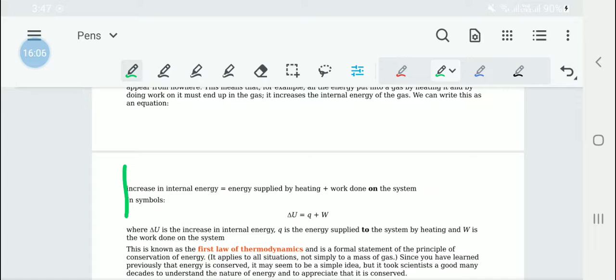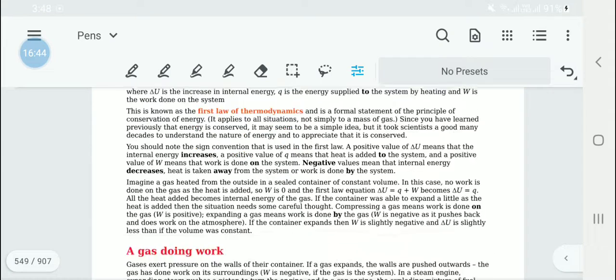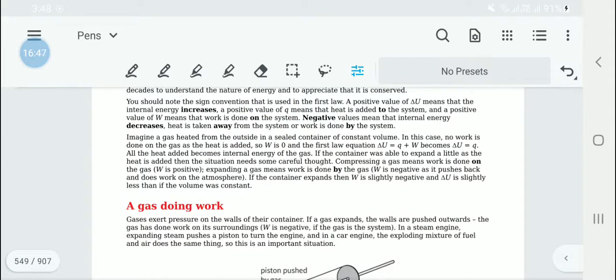Leave a line and write. This is the first law of thermodynamics. And underneath that, write down delta U equals increase in internal energy, Q is the energy supplied to the system, W is the work done on the system.